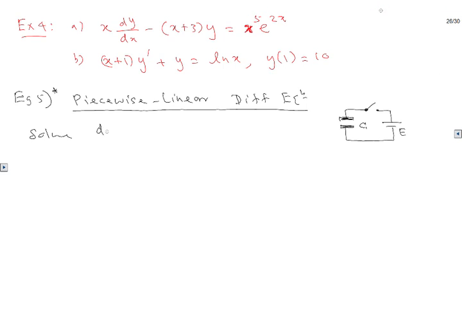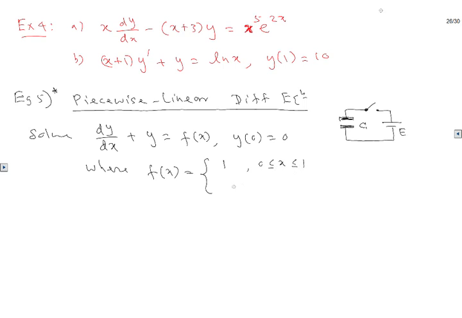So you're going to get a differential equation like this: dy over dx, in this case dt if you want, plus y equal f(x), along with y(0) equals 0 because the initial charge is 0, where f(x) is a piecewise function or a switching function. It is 1 between 0 and 1, and then 0 after that. So we can switch on for 1 second and then switch off.